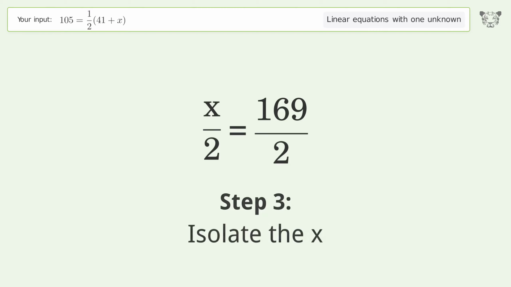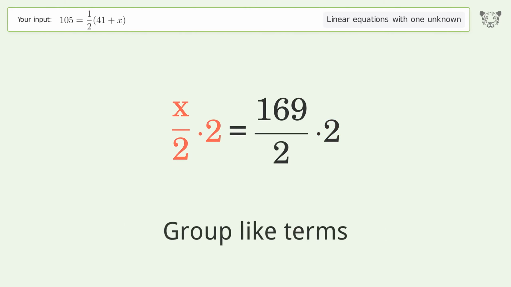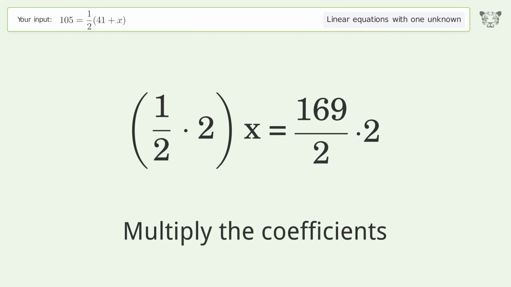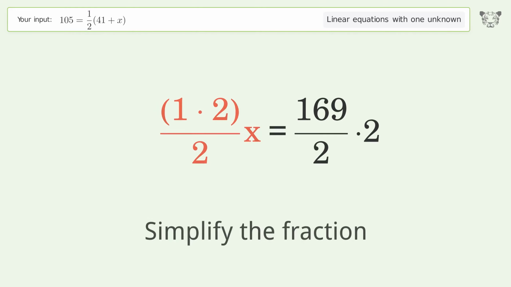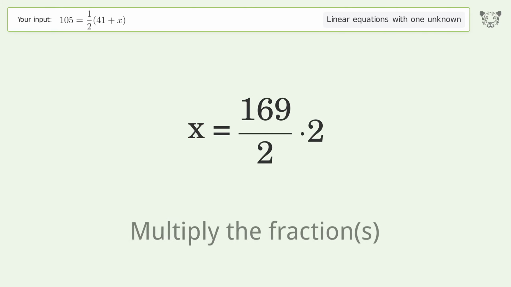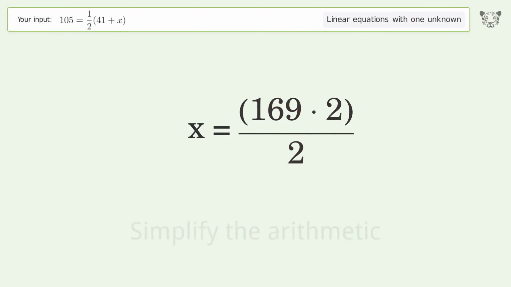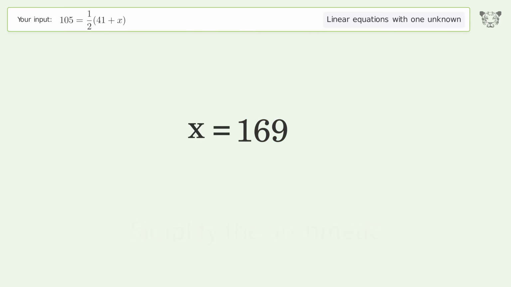Isolate the x. Multiply both sides by 2. Group like terms. Multiply the coefficients. Simplify the fraction. Multiply the fractions. Simplify the arithmetic. And so the final result is x equals 169.